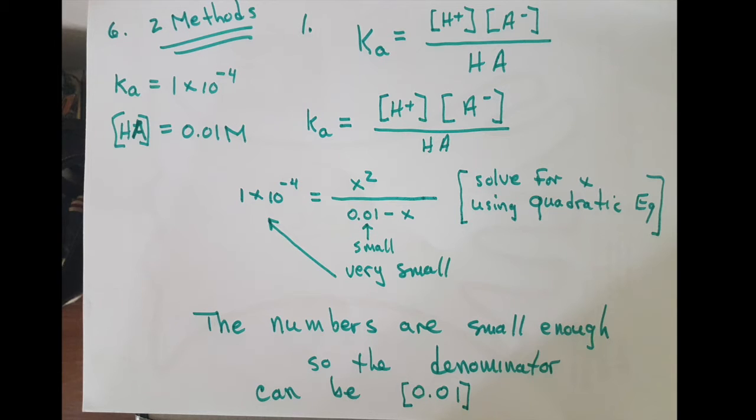So 0.01 minus X is essentially going to be 0.01, because the numbers are small enough so the denominator can be simply and specifically 0.01, not 0.01 minus X, 0.01. So let's look at the next slide, which will show you that.